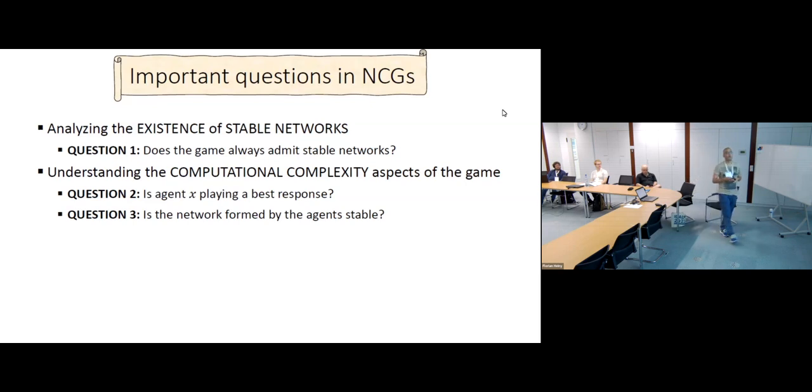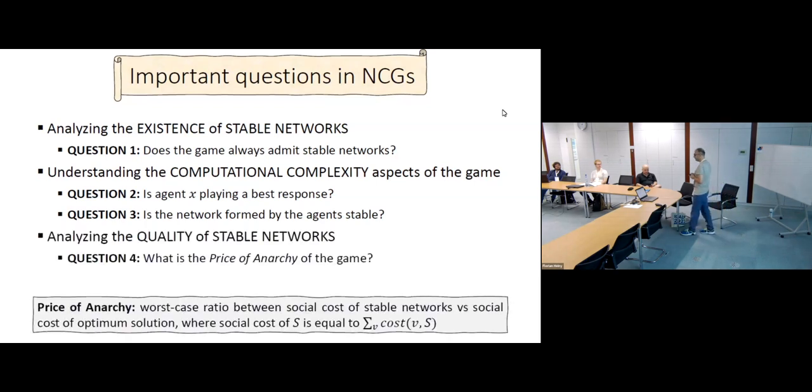In particular, we want to understand whether the network formed by the agents is stable, which means that we have to understand if all the agents are playing their best responses at the same time. Okay? So it's a more difficult question. And finally, we want to analyze the quality of stable networks. And this can be done by providing upper and lower bounds to the price of anarchy of the game.